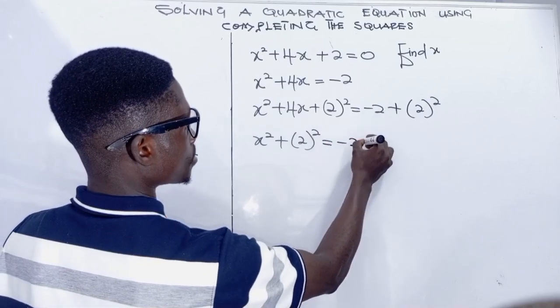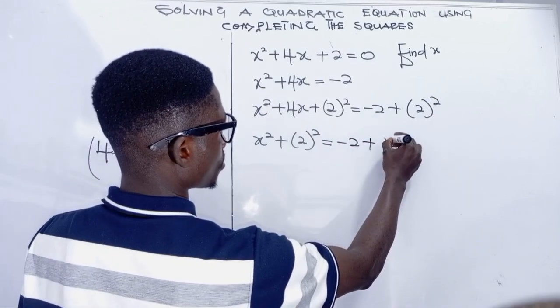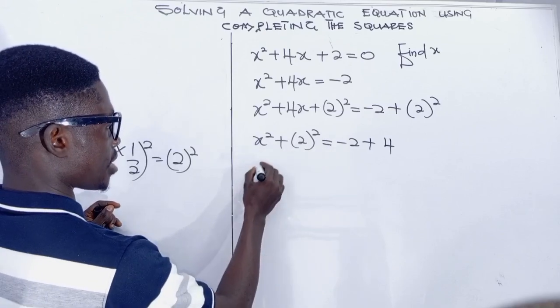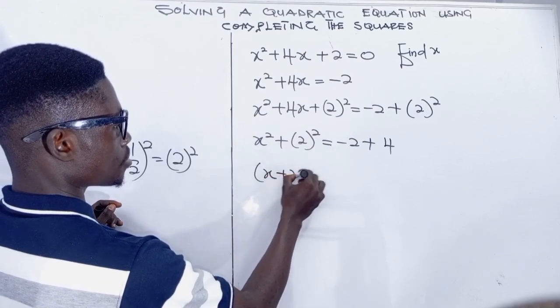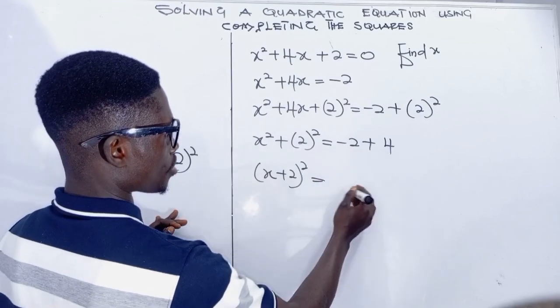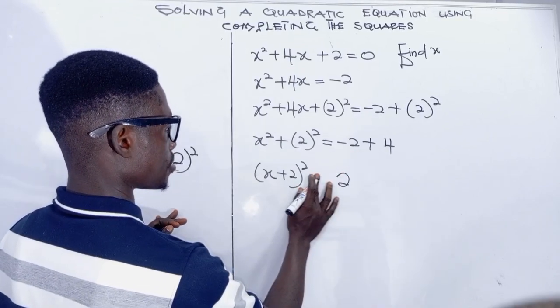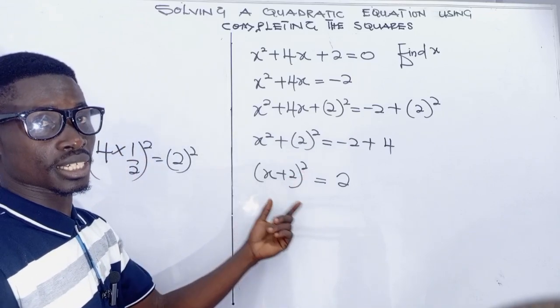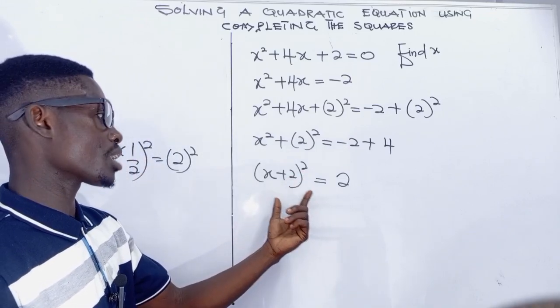We have minus 2. This is going to give us what? 4. Now with this, we can write it as x plus 2 all squared, and then minus 2 plus 4 gives us what? Positive 2.